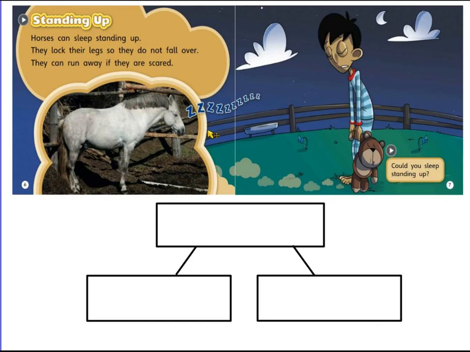So after reading this chapter, what do you think this chapter is mostly about? Did you think that this chapter was mostly about how horses sleep? I bet you did. That's what I thought too. So our main idea, or what the chapter is mostly about, is how horses sleep. So on the top part of my graphic organizer, I would write how horses sleep.